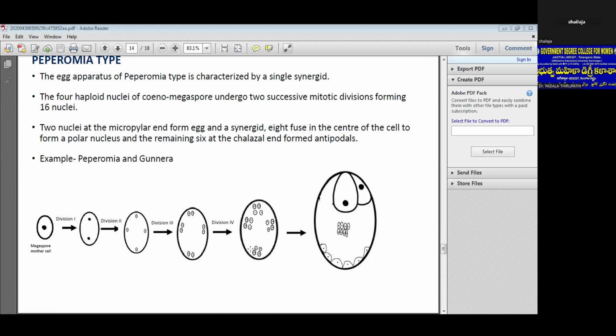Okay, so what happened in that? One is the synergid, one is the egg cell. Okay, this is the egg cell, this is the synergid. Only one synergid, one egg cell. So in the center are the polar nuclei, and 6 are the antipodals. Okay, from this one coming and from this one coming, 2 come to the center. So 6 antipodals are formed at the chalazal end. Okay, this is the peperomia type. So examples are peperomia and gunnera.